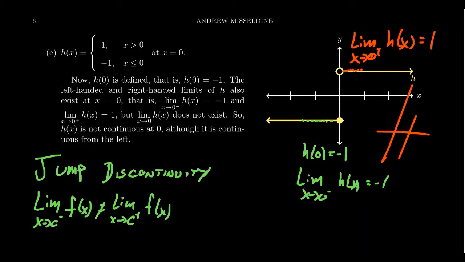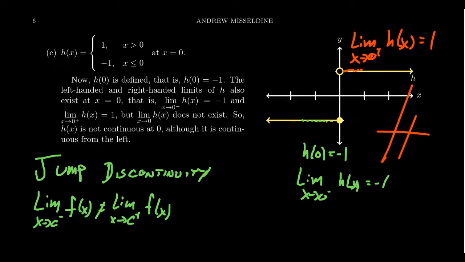Now in this situation, because the function agrees with the left-handed limit, this is an example of a function which is left continuous. It's not continuous at x equals 0, but it is left continuous because the left-handed limit agrees with it. You see this often with jump discontinuities. A function which has a jump discontinuity could still be left continuous, or it could be right continuous if the function agrees with the left or right limit.